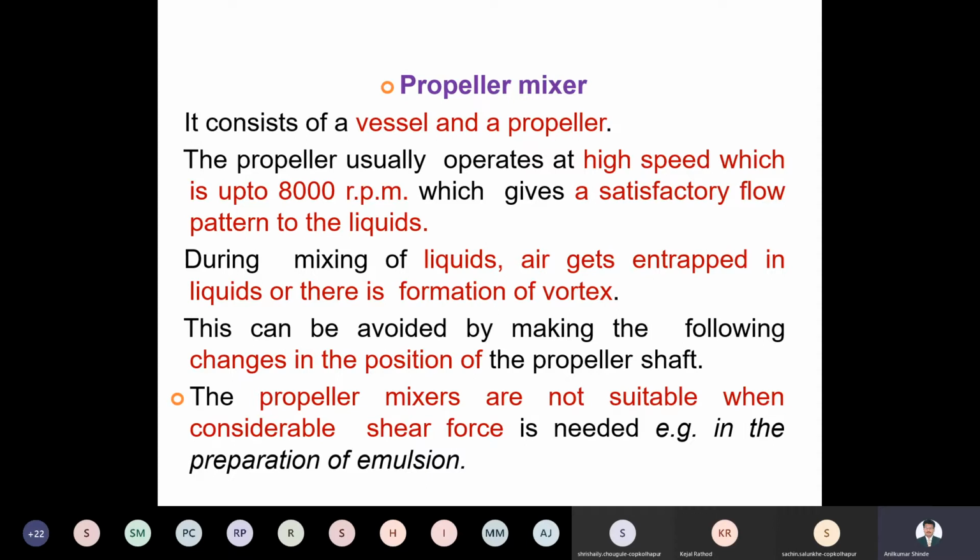Then, propeller mixers are not suitable when considerable shearing force is needed, right? If you require a high shearing force, this type of mixer cannot be used. For example, in the preparation of an emulsion containing oil and water, we must mix properly to form the emulsion. For mixing oil and water you require a high shearing force. The propeller type of mixer cannot be used for an emulsion, because an emulsion requires a high shearing force to prepare. Understand?